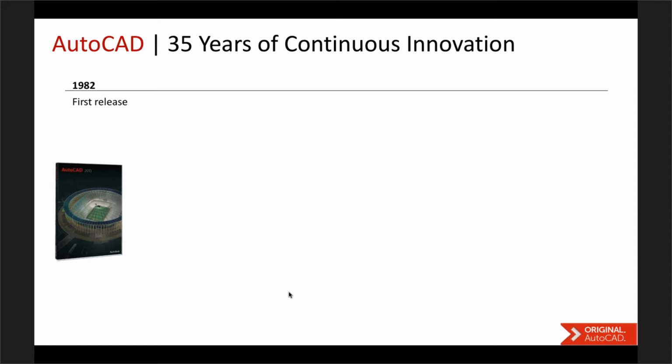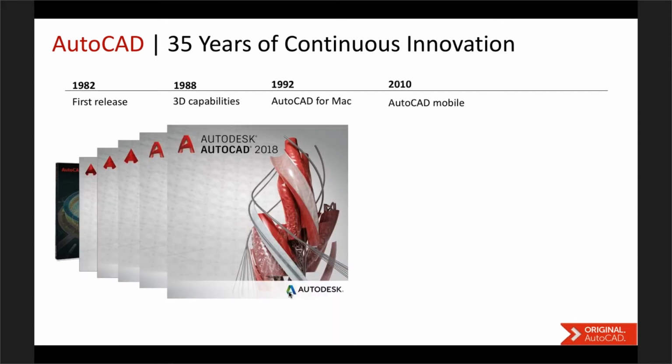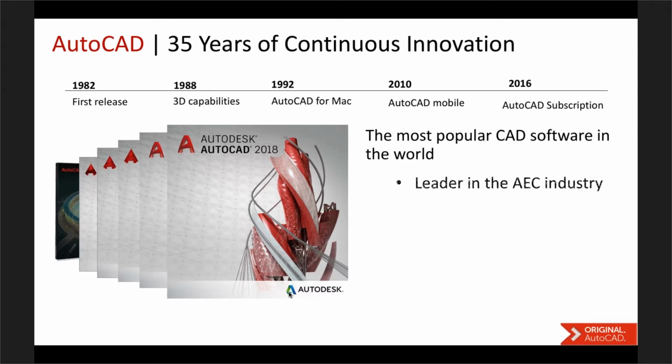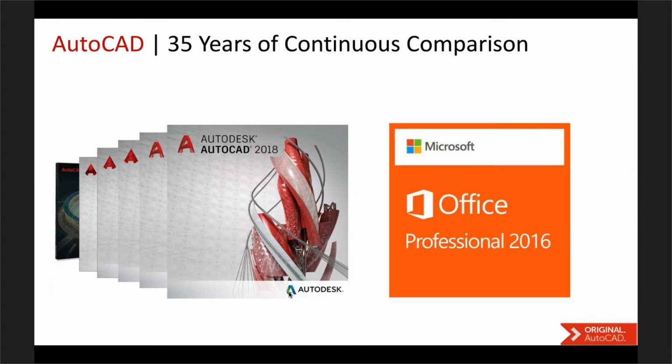When we look at the history of AutoCAD, we've had 35 years of continuous innovation. Since 1982, when we had our first release, the product has continued to evolve. We added 3D capabilities in 1988. AutoCAD for Mac was first introduced in 1992 and then reintroduced in 2010. AutoCAD Mobile we brought to the market first in 2010. And then, of course, in 2016, we switched to a subscription-based business model.